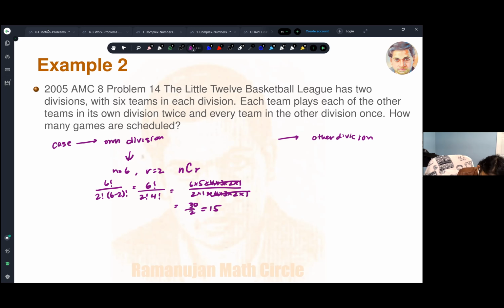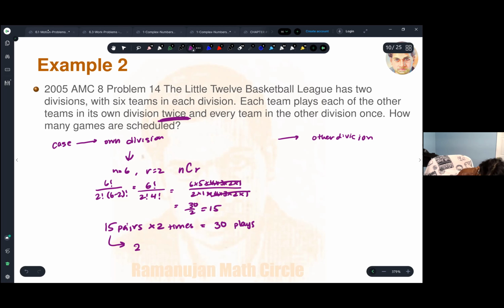Note that there are 2 divisions, and it also says each of the other teams in the division are played twice. So 15 pairs play 2 times. So that's equal to 30 plays within a division. And then there are 2 divisions, so that times 30, so that's 60 plays within people's own divisions.